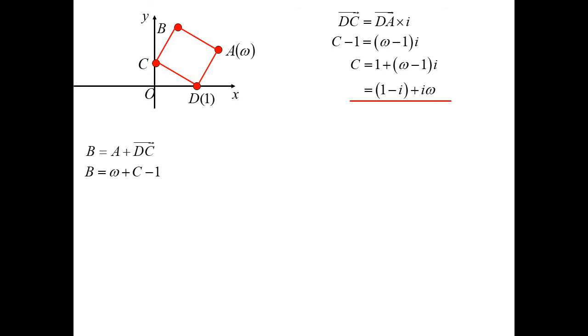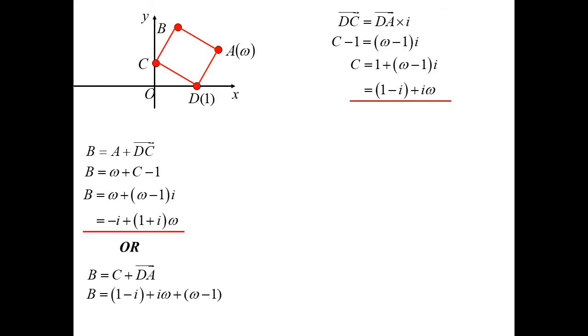Head minus tail, head minus tail. But over there we've got an expression for that. We know it's omega minus 1 times I. So putting that together, I now have an expression for the complex number B. That's one way I could have done it. I could have said, to the point C, I'm going to add the vector DA, which should give me exactly the same answer.